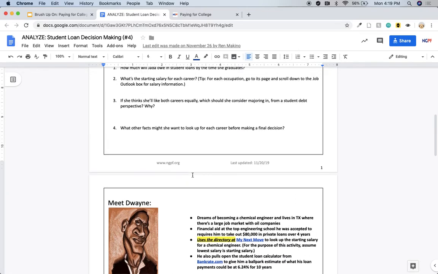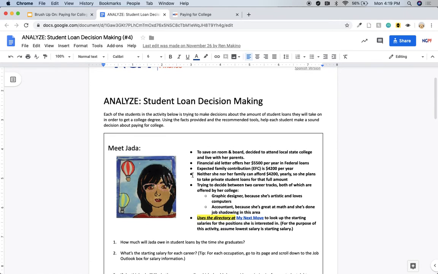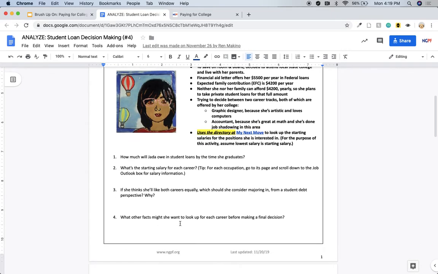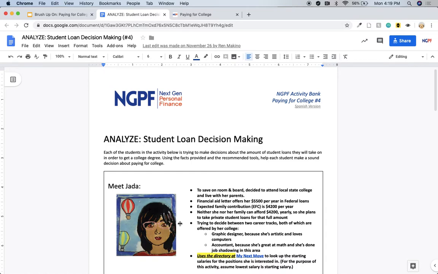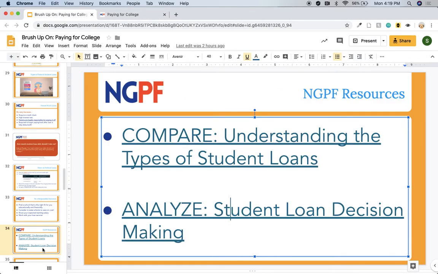And they actually look up, what do they think that their starting salary is going to be based on their major, how much are they borrowing, stuff like that. And so it's just a really great activity for students to kind of maybe get out of their own head and look at maybe some hypothetical situations and understand what borrowing decision makes the most sense for this person in this activity. So it's really great for them to get some practice before they maybe do the research for themselves.